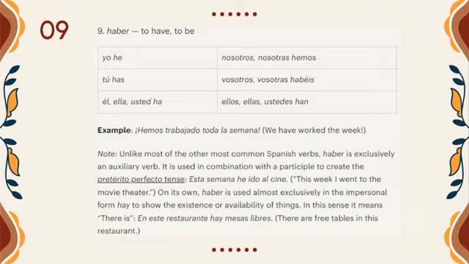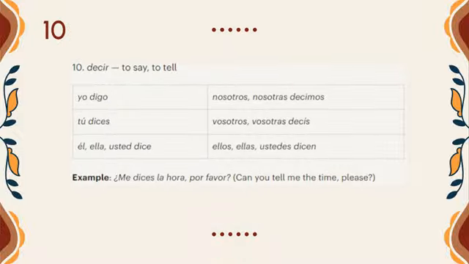So there's whole tenses based on haber, which I feel that you've learned before, but you will likely learn again in IB Spanish 4. Decir, to say or to tell. Once again, it's irregular. Not much to say about this one, pretty direct. There's not many rules. "Me dices la hora, por favor." Can you tell me the time, please?